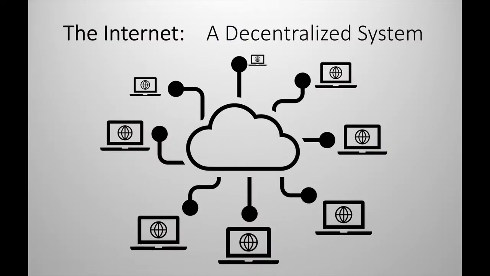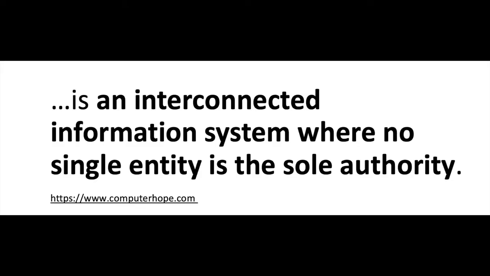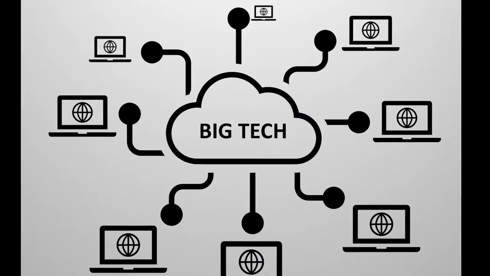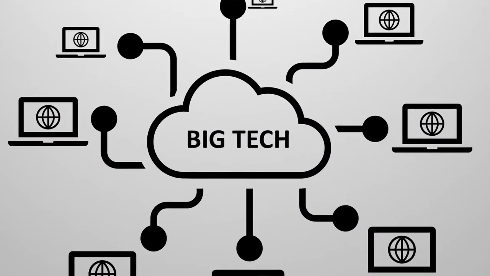The internet, by definition, is a decentralized system. It's worldwide and open for everybody. And the definition of that would be an interconnected information system where no single entity is the sole authority. That's great in theory, but over time it is becoming increasingly centralized. The internet has been dominated by big tech. So people thought, well, that's not very good. We can't put information in a place where other people can access it so easily.